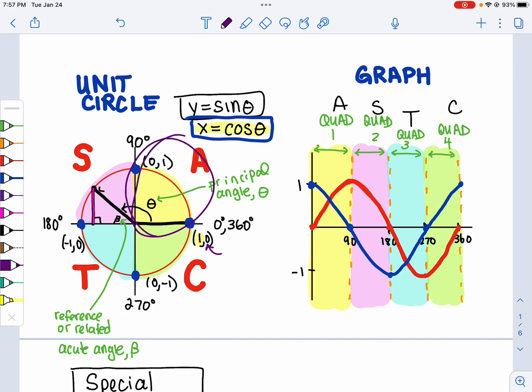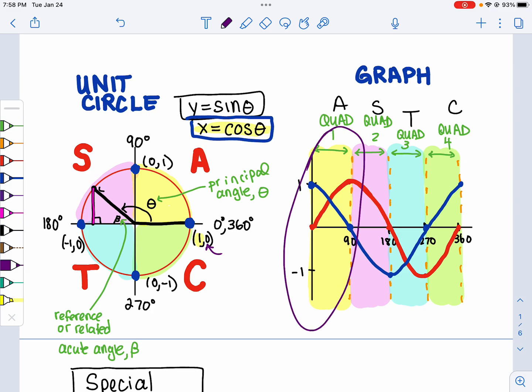This whole section of the unit circle, the yellow, that's quadrant 1. You can see how all of the x and y values are going to be positive in that section. So any point in there is a positive x and a positive y value, which is why in this yellow area of the graph, you can see that the graphs for sine and cos are both in the positive section, they're both above the x-axis.